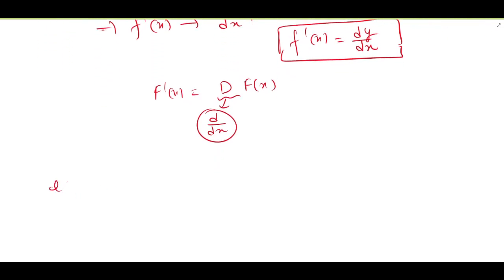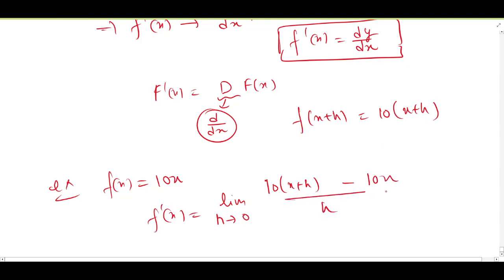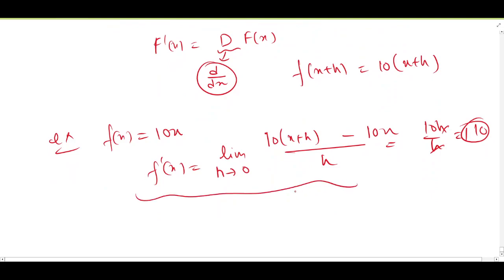So let's take an example. Suppose f of x is 10x. So f dash x will be equal to limit h tends to 0 of f of x plus h, that is if we replace x by x plus h, minus f of x, divided by h. So this is equal to 10h by h, which is equal to 10. So this is how we evaluate the derivative of a function by first principle.